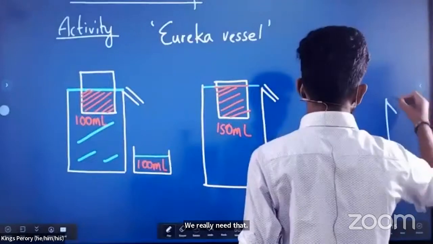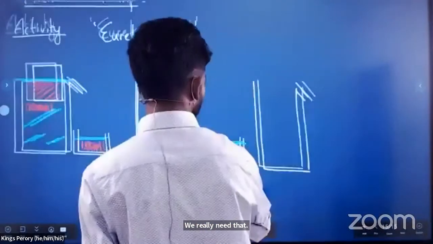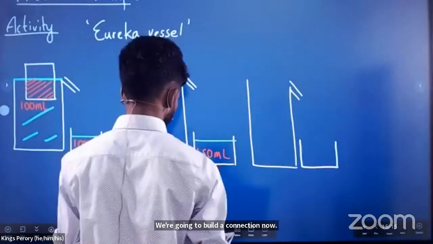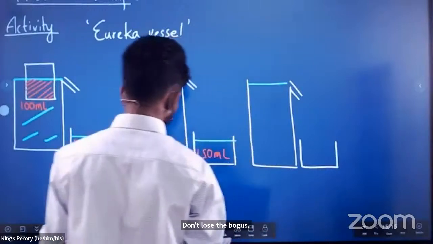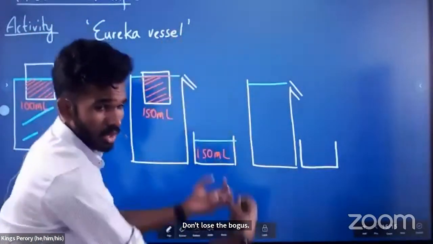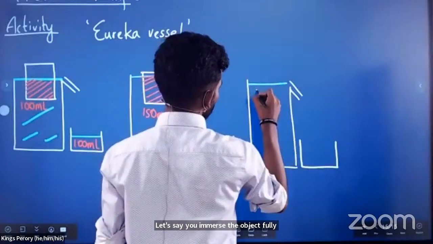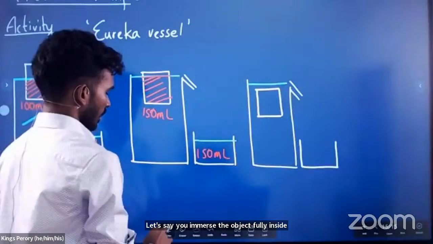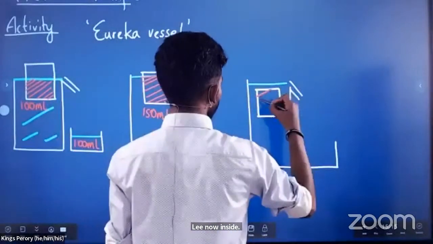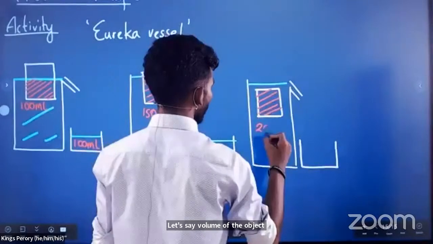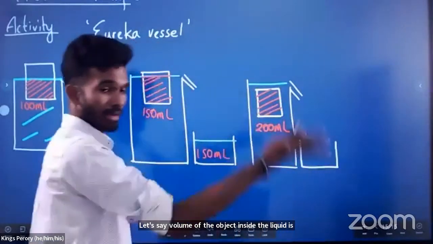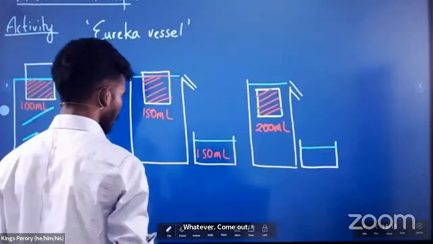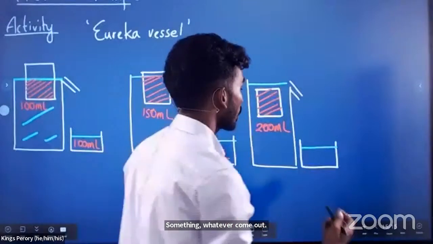Slowly put the things to the mind. We're going to build a connection now. Don't lose the focus. Let's say you immerse the object fully inside. The volume of the object inside the liquid is 200 milliliter. When you immerse something, water will come out. What is the volume of the water? 200 milliliter.